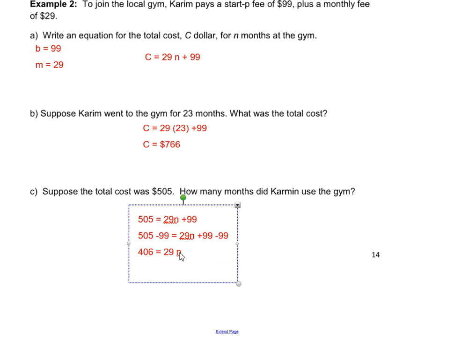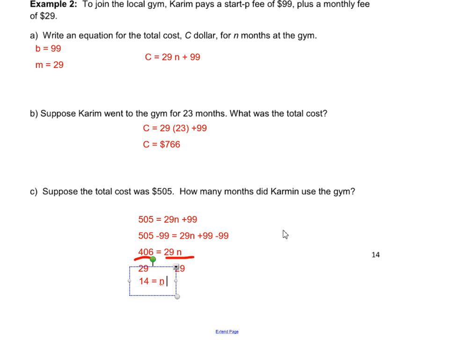Now I need to divide both sides by 29 because what I do to one, I have to do the other, and I'm trying to get N by itself. So I'm just going to divide both sides by 29. And when I divide both sides by 29, I'm going to get 14 equals N. So if my total bill came to $505, it means that I went to the gym for 14 months.